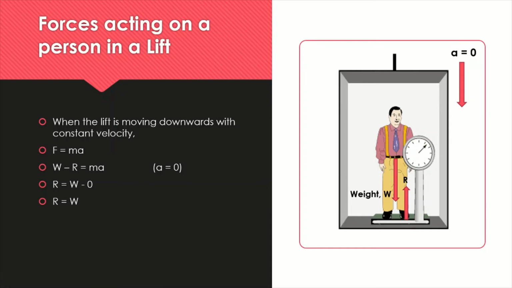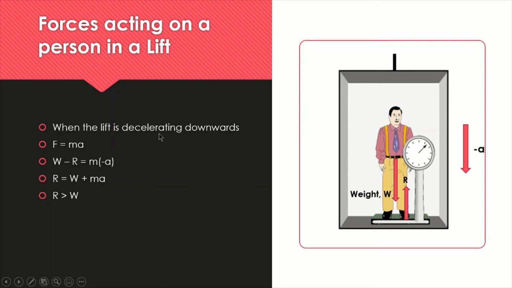If the lift is moving downwards with constant velocity, then acceleration is 0. So R will be equal to W minus 0. So R equals W.